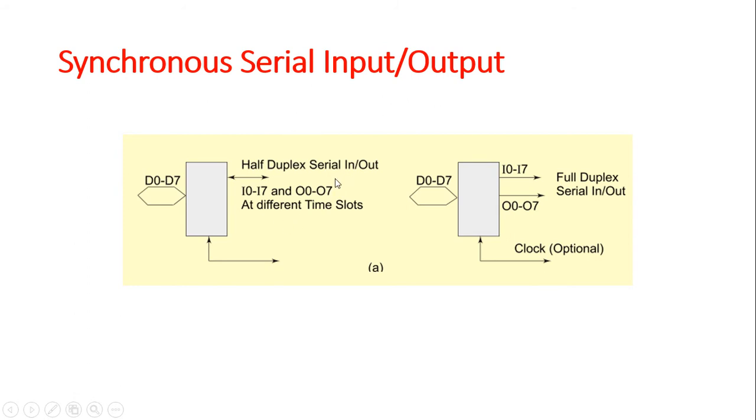Half duplex serial I/O. The input and output are at different time slots. This is half duplex, which will have different time slots for transferring the data in and out of the port. In full duplex, you will be having a separate channel for transferring the data for input and also for output.